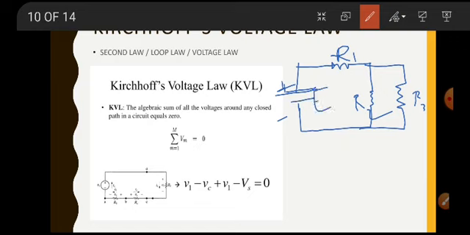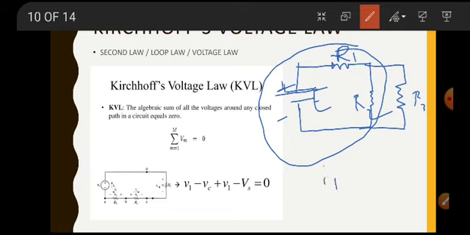So first consider the first loop. Here we have two resistances and one EMF battery. What is the voltage across R1? I1 R1 is the voltage across R1, and I2 R2 is the voltage across the second resistance. So E is the EMF, right? The voltages throughout the loop are equal.